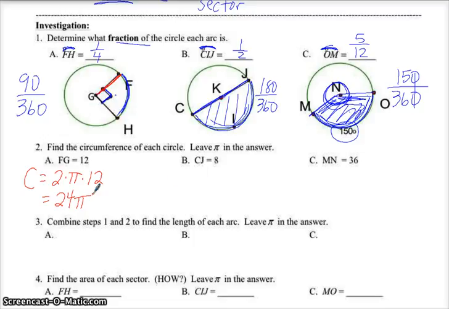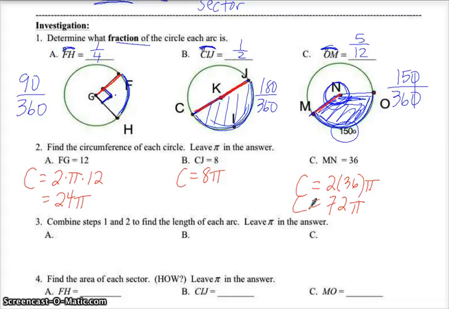For CJ, I gave you the diameter this time, so that's just going to be pi d, or 8 pi. So CJ, I gave you the diameter, so be aware of that. So it's just pi d, or 8 pi. For letter C, I gave you the radius again, so that's twice the radius times pi, which is 72 pi. So here are my three circumferences.